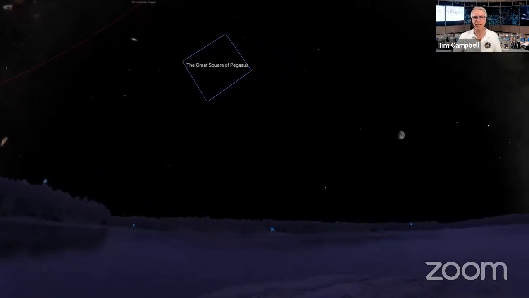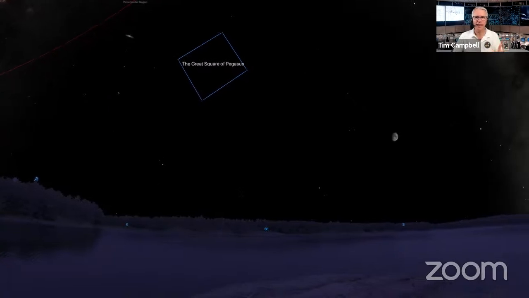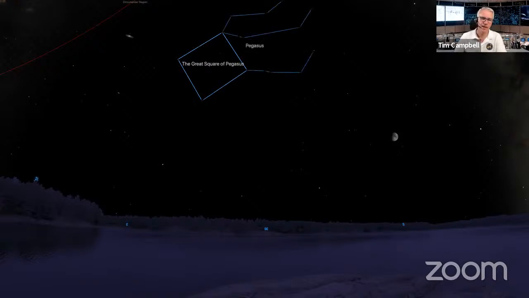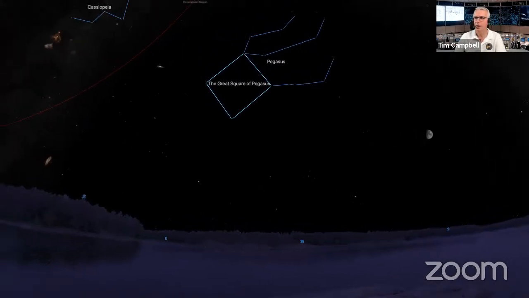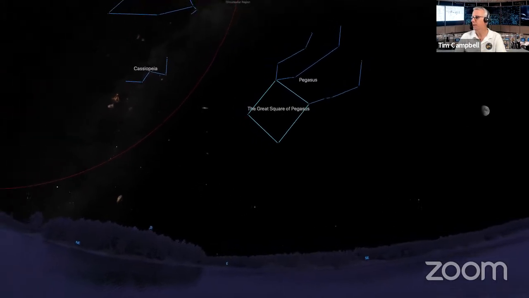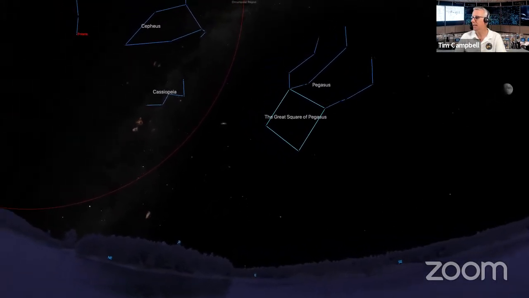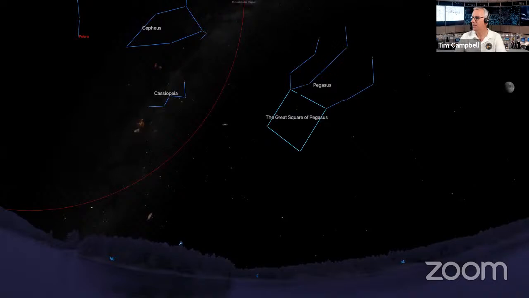So that Great Square of Pegasus is part of a horse, and the horse is called the Pegasus. And I'll bring up the Pegasus itself. Okay, and there is the entire Pegasus. And this is the horse's head here. So this part here is the Pegasus's head. And these are his front legs. And what's missing from the Pegasus is his back legs.